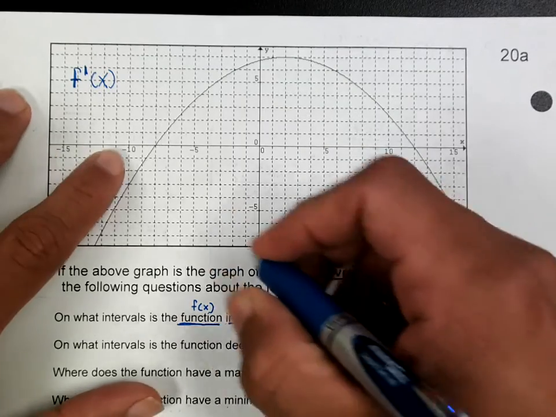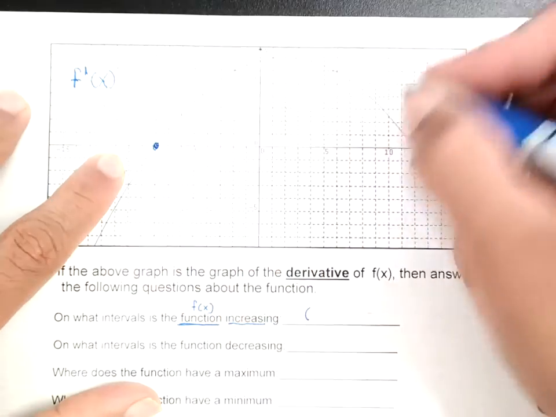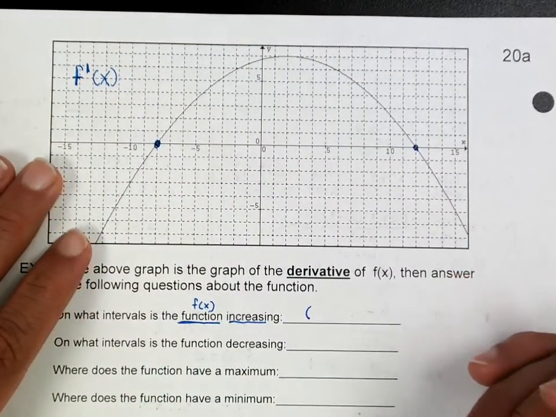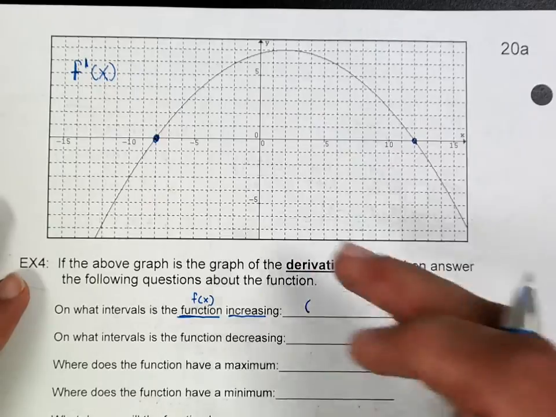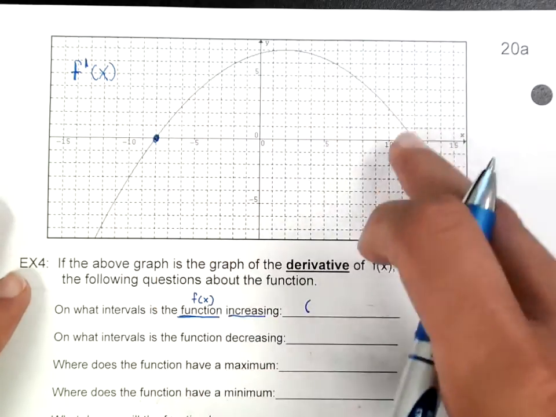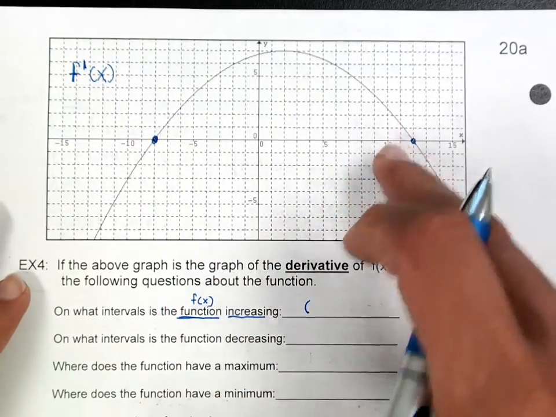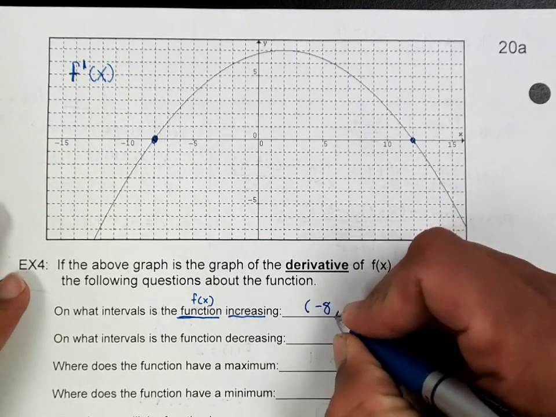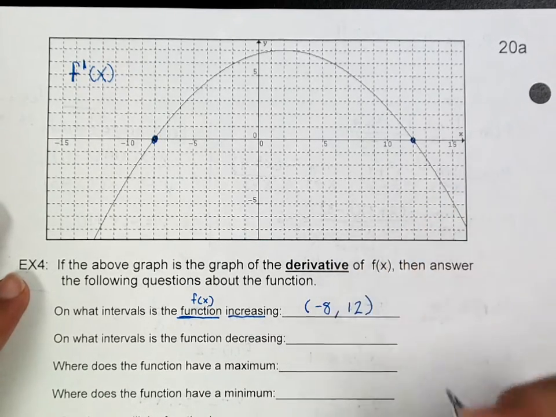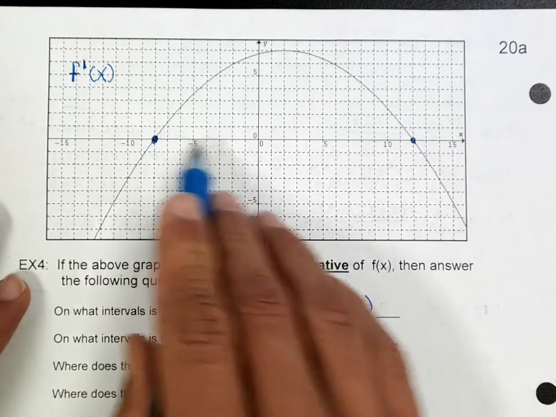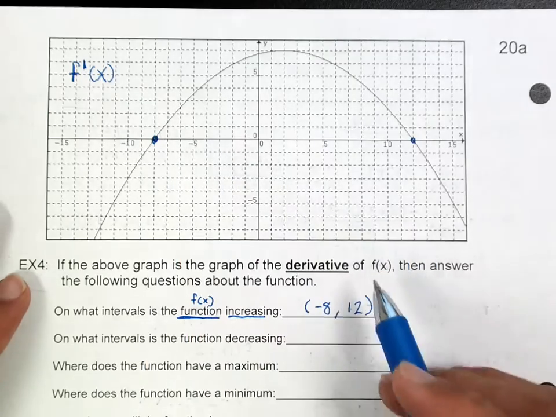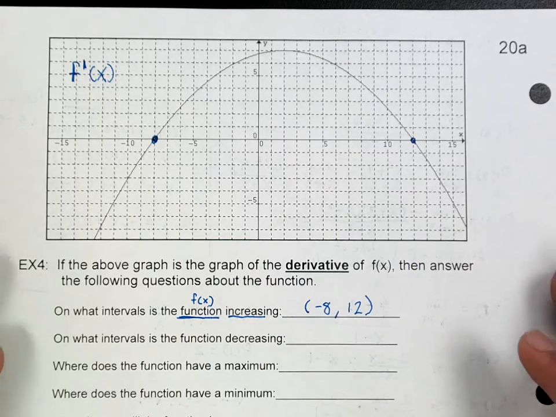So you're increasing between here and here. Everything above the x-axis is increasing because you have a positive slope up here. All of these represent a positive slope on f of x. So this would be (-8, 12). Notice that I have an open interval because -8 and 12 are actually 0. All right, so they're neither increasing nor decreasing.